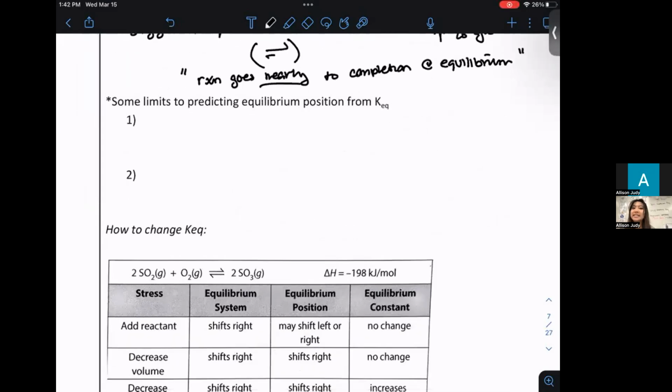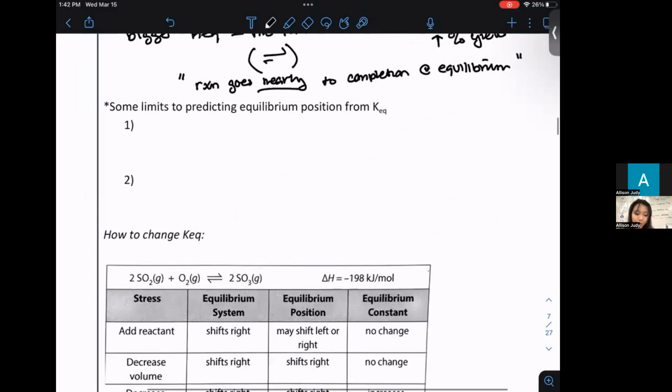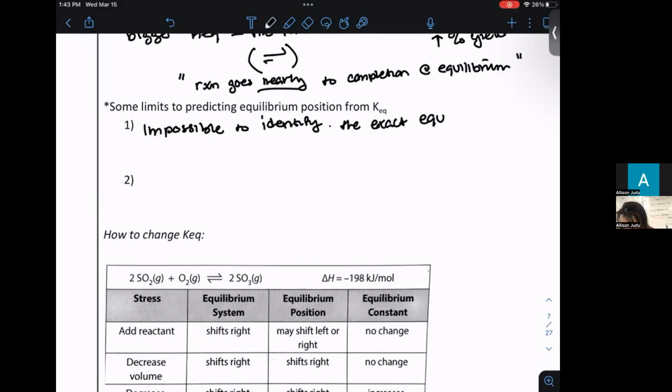Some limits to predicting equilibrium position from KEQ. Okay, it is impossible to identify the exact equilibrium position based on KEQ magnitude alone.